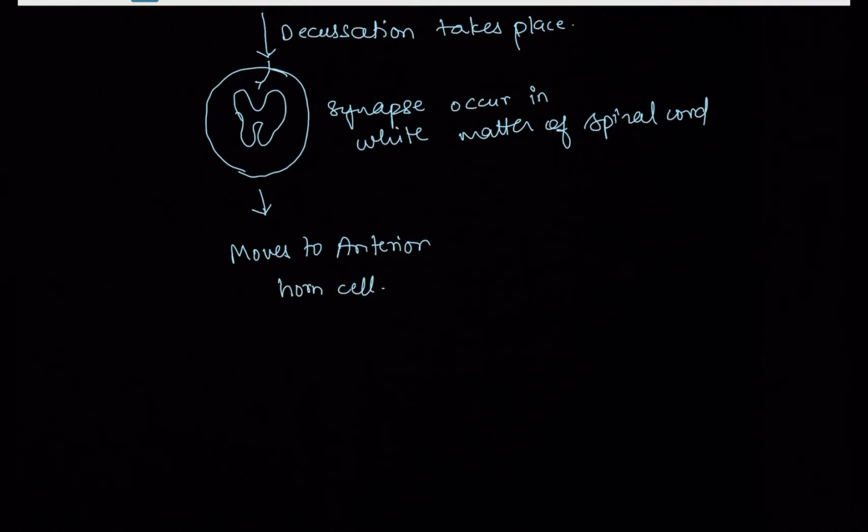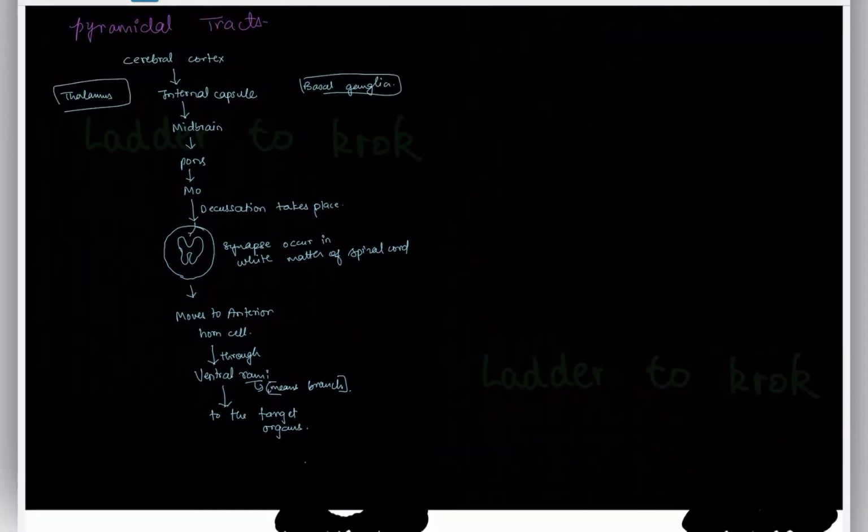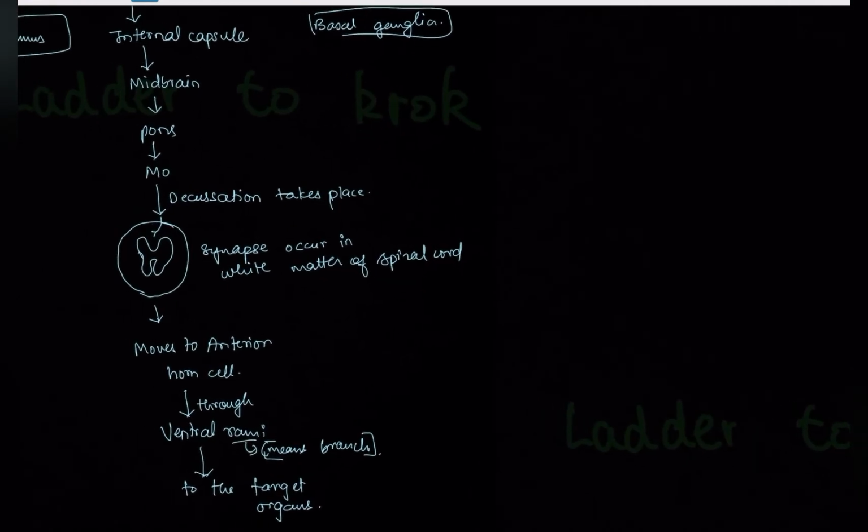Then this impulse will be taken up by the ventral rami. So through the ventral rami, what do you mean by rami? Rami means branch. So ventral rami means anterior branch or ventral branch. So this ventral rami goes to the target organs. Understood? So this was the flow for the corticospinal tract. Just remember where the decussation is taking place, where the synapse is taking place. Understood?